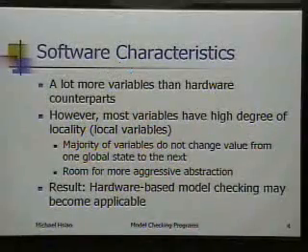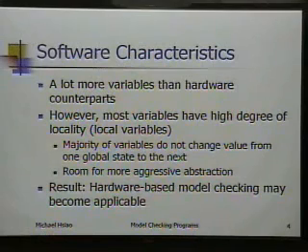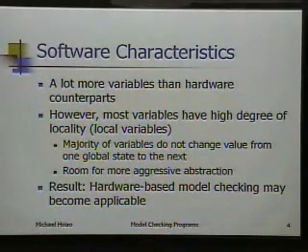Software characteristics: I just want to have one slide overview of what our target problem is. Now we know that model checking software is a lot harder than model checking hardware. One key characteristic that makes it so difficult is that software, generally speaking, has a lot more variables than hardware. There are other things like pointers, etc., but for the sake of our discussion, we're not going to touch those. Just look at the problem size as our target problem.